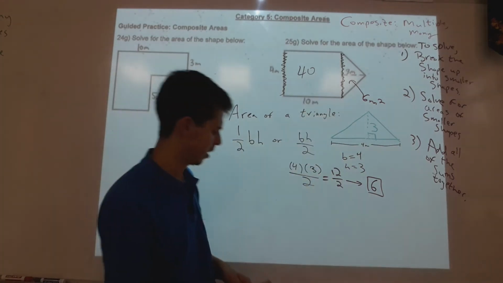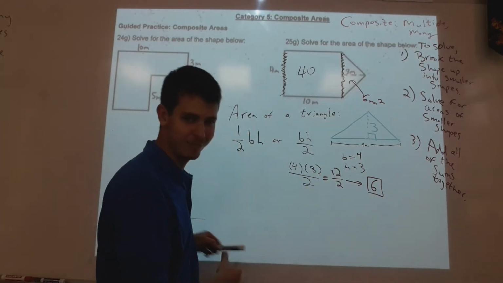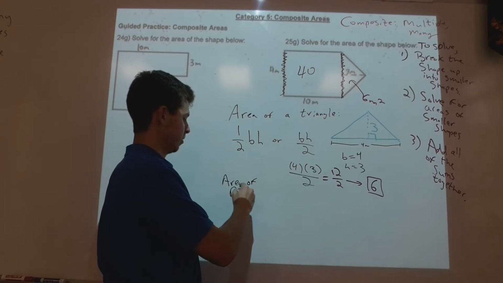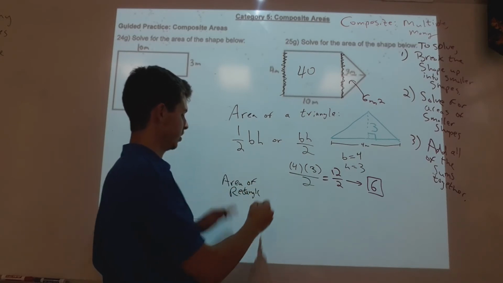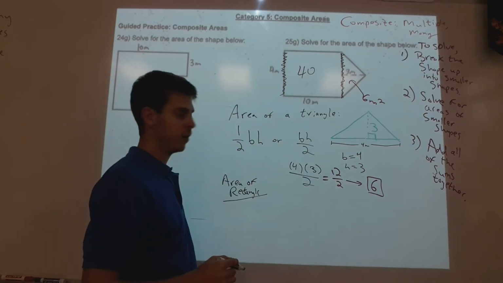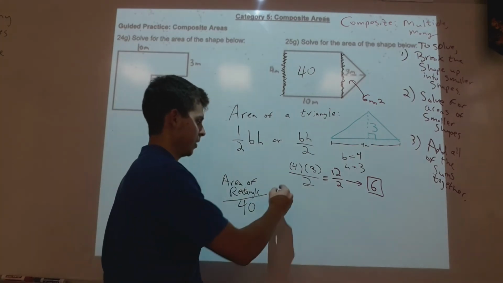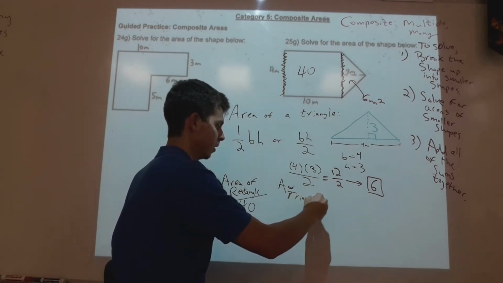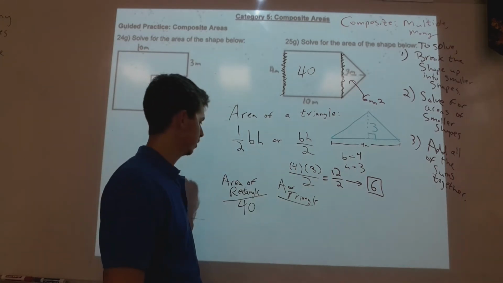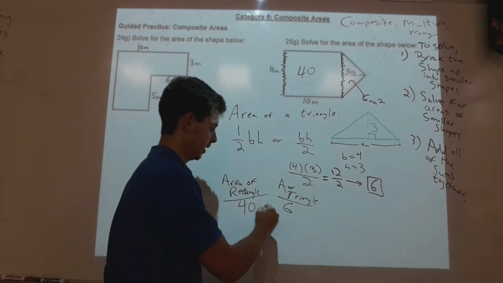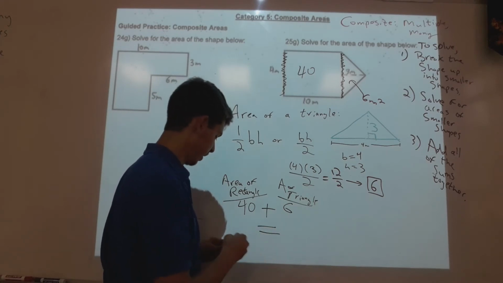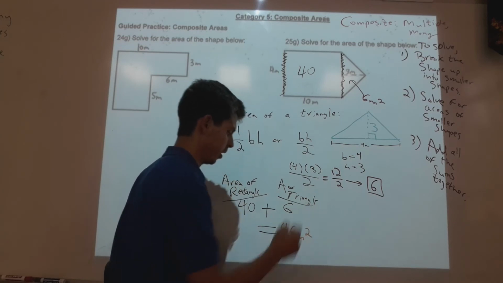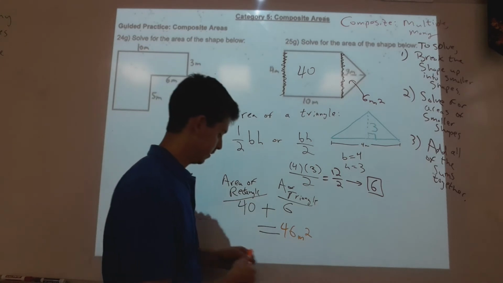Now we just need to add the two together. The area of the rectangle, probably should have done this in this shape as well. This makes it nice and neat. Area of the rectangle we found was 40, and the area of the triangle, capital A, it stands for area, was 6. Let's add them together, and we get a total of 46 meters squared. 46 meters squared. All right.